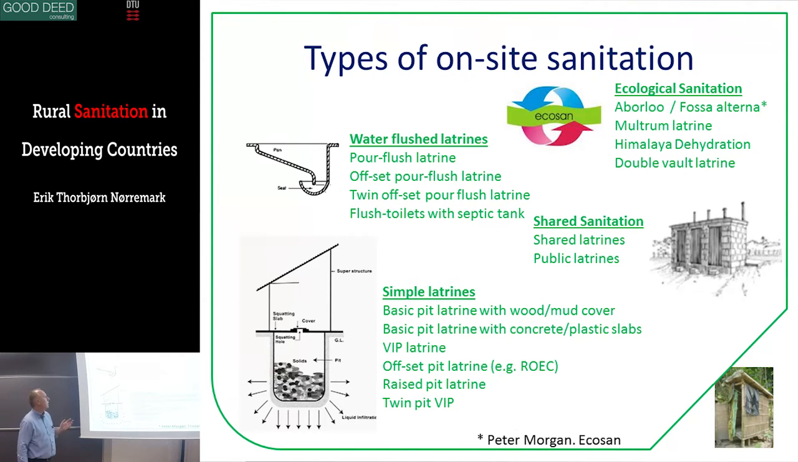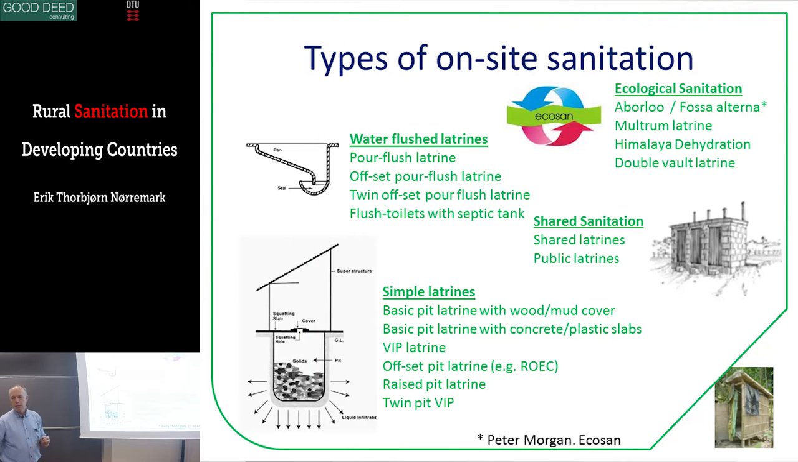We have another type where you have water flushed latrines. It's called pour flush. Again, you can build different models where you can have the pit and the flush pan. This is a flush pan offset, not on top of it. You can have two pits, again, for the purpose of being able to empty it while it's hygienic. You shouldn't empty a new pit because it's full of fresh shit. That's very dirty work. And then, of course, you can have flush toilets with septic tanks that we know from Denmark also, from the rural areas or summer houses.